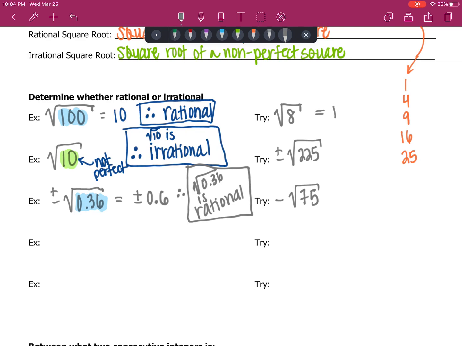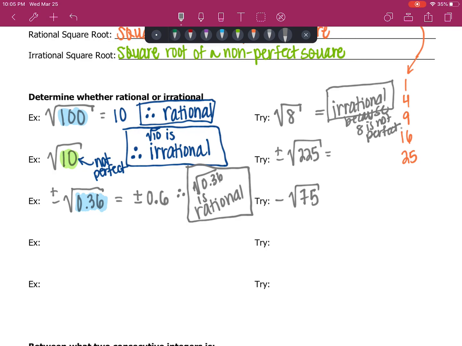Okay, the square root of 8 is irrational because 8 is not perfect. So it's not a perfect square, therefore we have an irrational value when that imperfect or not perfect number is the radicand.